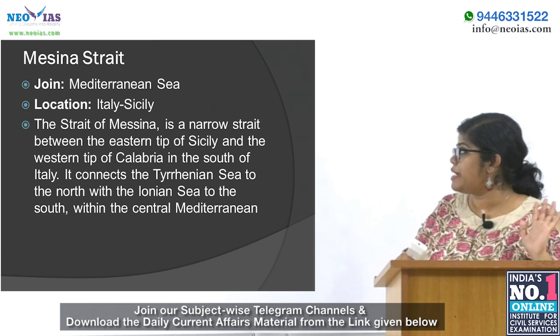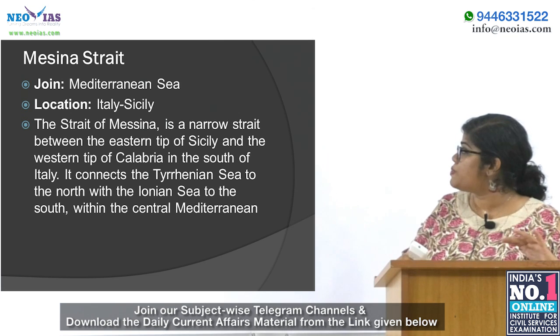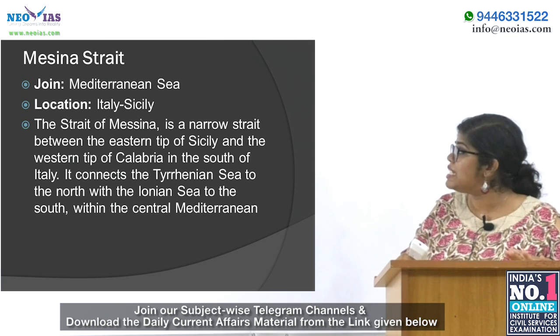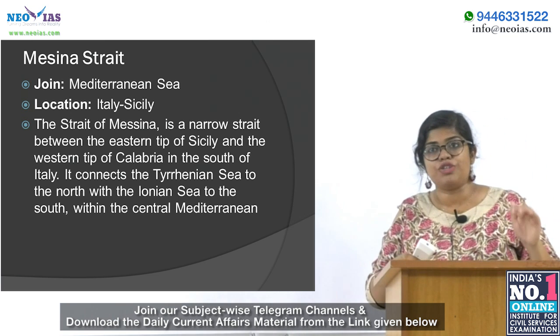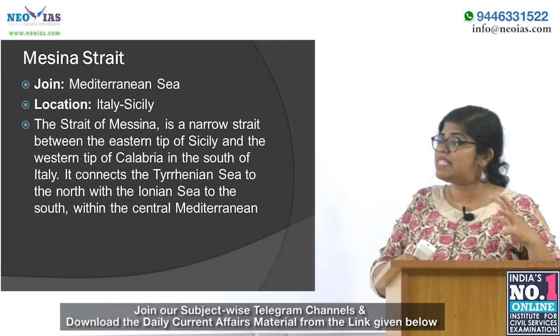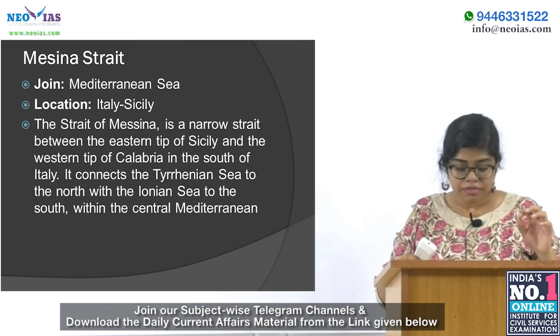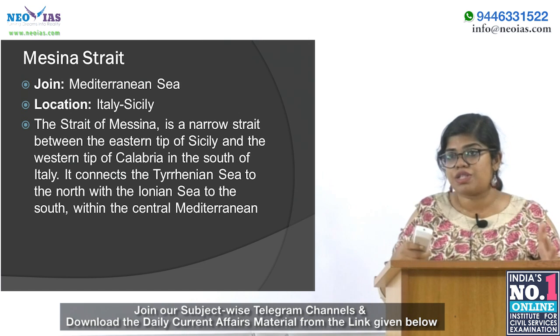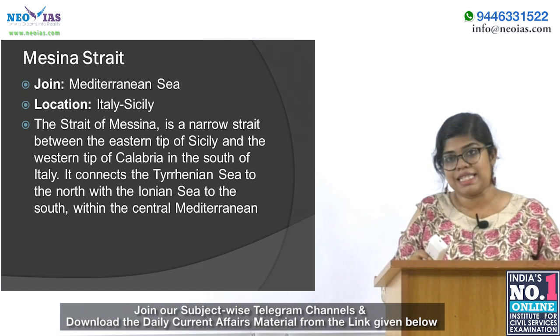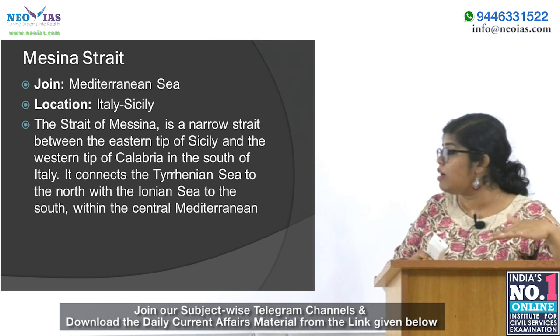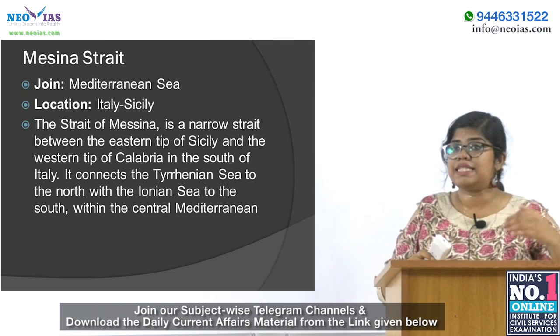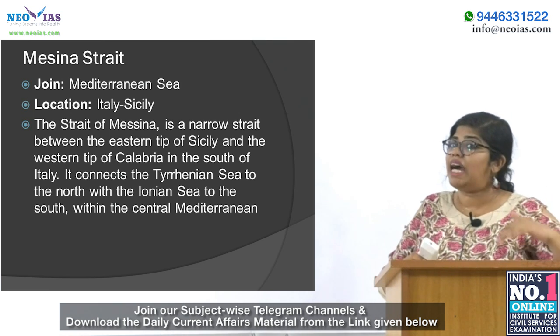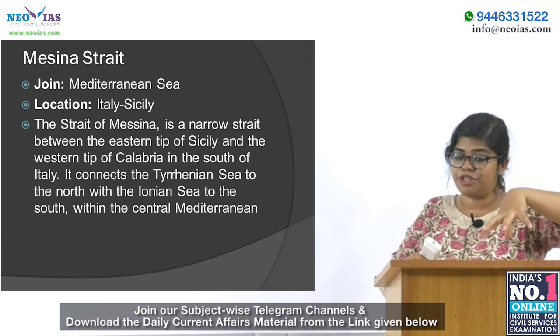We are continuing with Straits of the World. So the first one is Messina Strait. Messina Strait is in the Mediterranean Sea. The location is Italy, Sicily. So the Strait of Messina is a narrow strait. It is between Sicily and Calabria of Italy. It connects the Tyrrhenian Sea and Ionian Sea, both within the central Mediterranean.